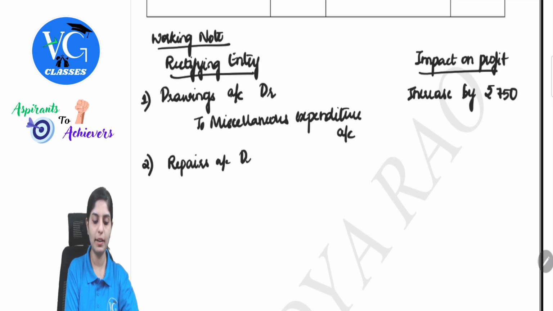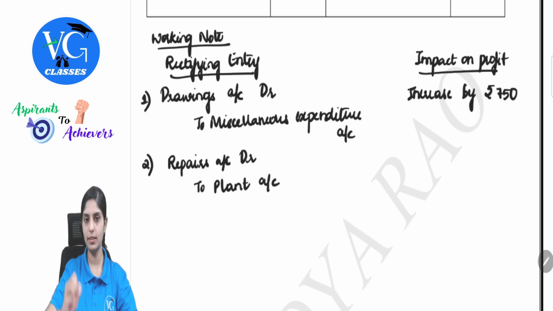What is debited to plant needs to be eliminated, so we will have to reverse. That means we will credit plant account. This is understood. Now, what the question specifies is there was a depreciation also charged.